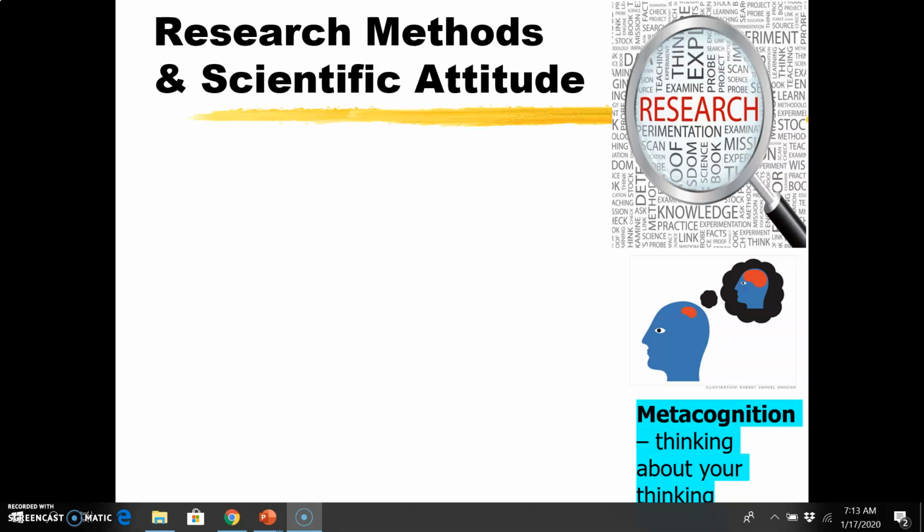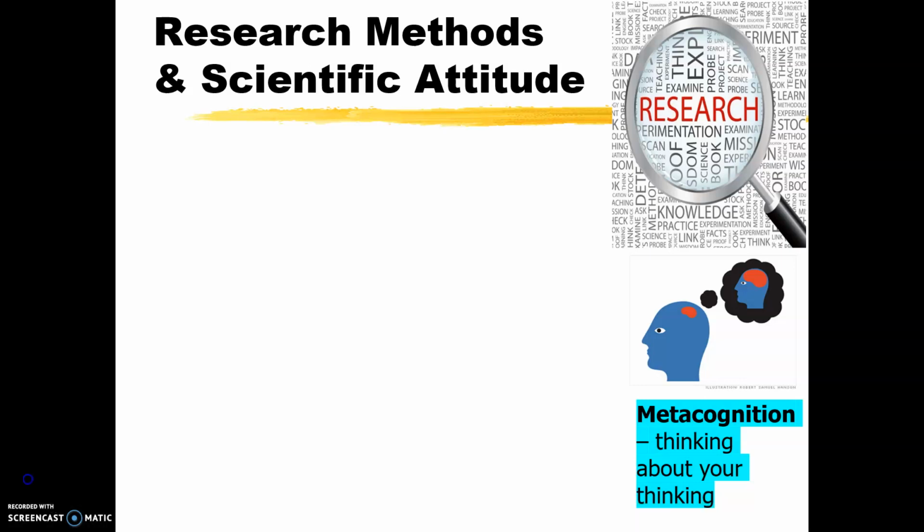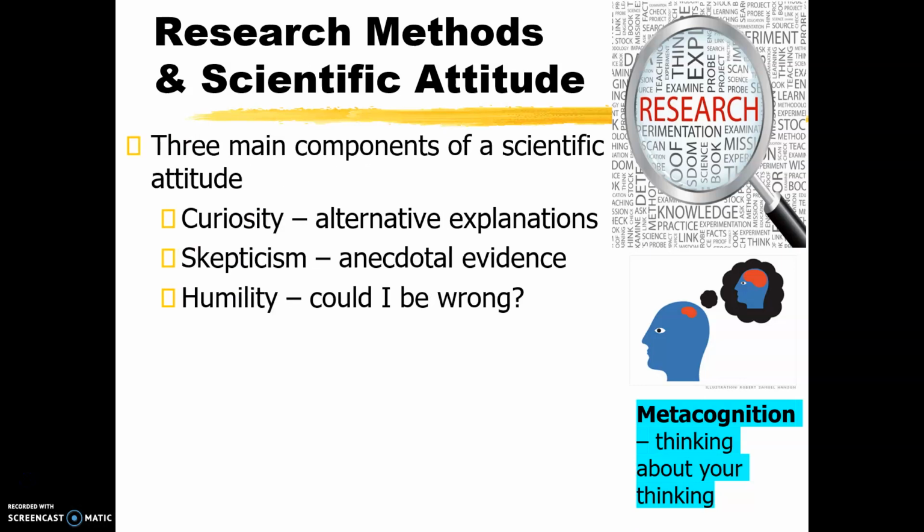So when we talk about the scientific attitude, the three main aspects that contribute to this are curiosity, skepticism, and humility. Curiosity, first of all, we need to do some research and look for some alternative explanations because just with our research findings, we still need to look at, well, why did they happen the way that they did? Is there an alternate explanation? That's really intellectual curiosity, and we want you to have that.